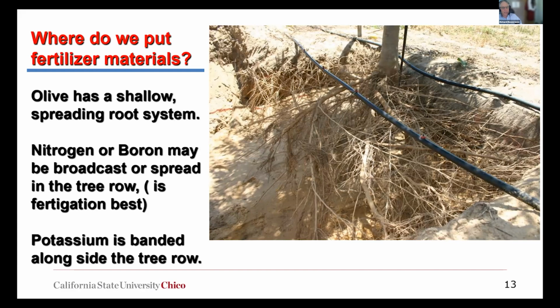Typically, we band potassium in the wintertime right near the drip emitters or at the edge of the alley where rain can absorb the potassium into the soil. So potassium you want to band.